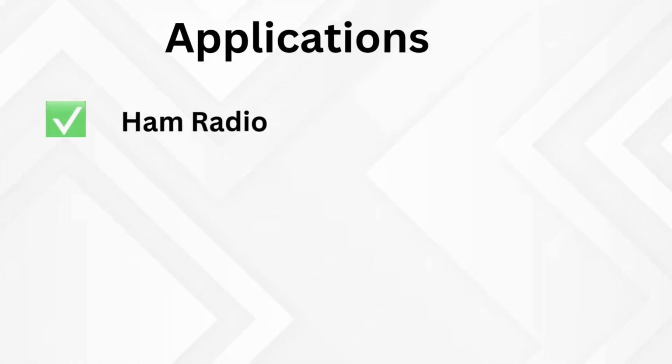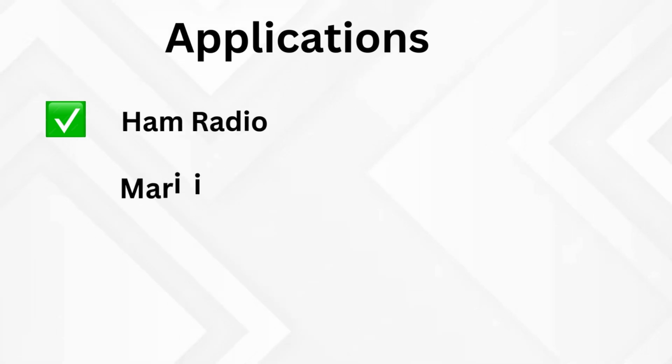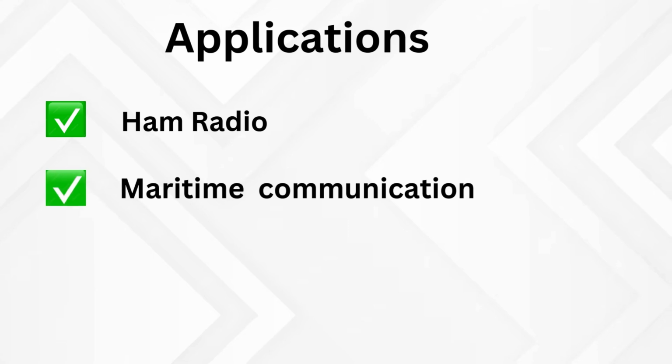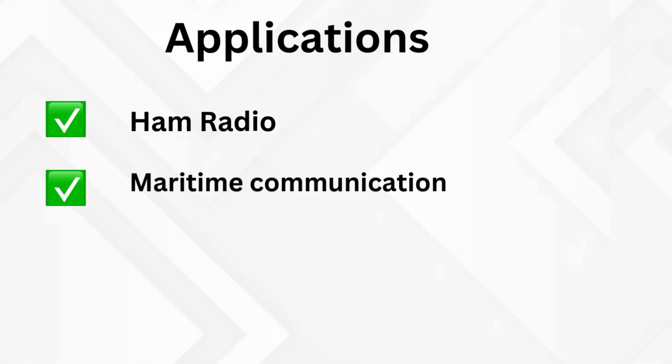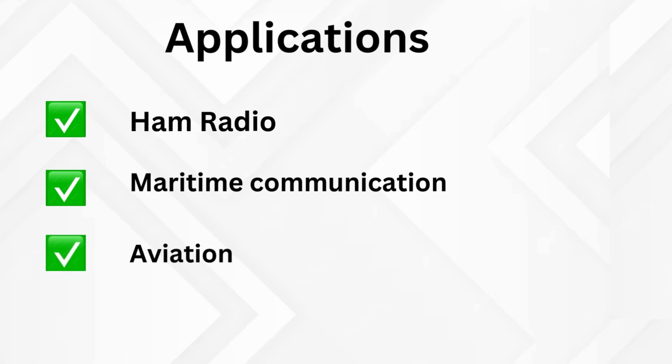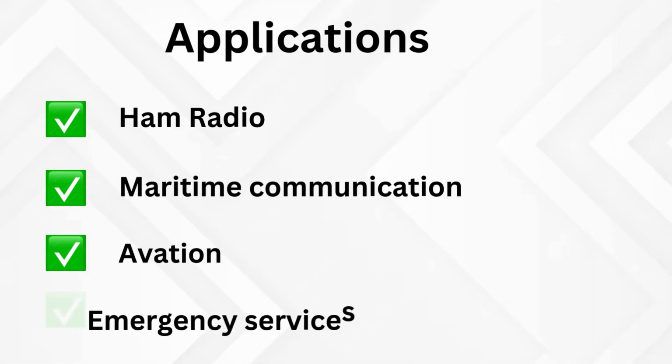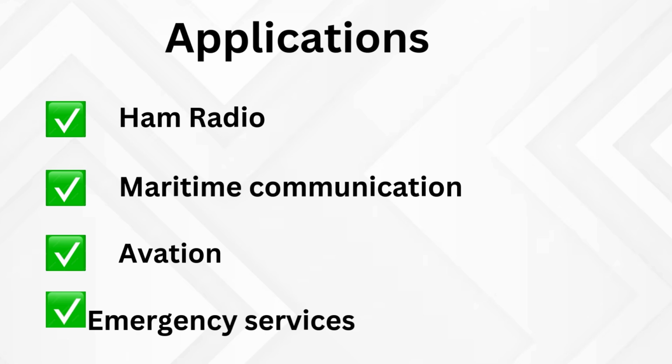Applications of ionospheric communication. Here, the first one, ham radio, because enthusiasts use ionospheric waves to communicate globally. Next, maritime communication. It keeps ships connected, especially in remote seas. Next, aviation. It ensures pilots stay in contact with ground stations during long flights. Next, emergency services. It provides reliable communication during disasters when traditional systems fail.